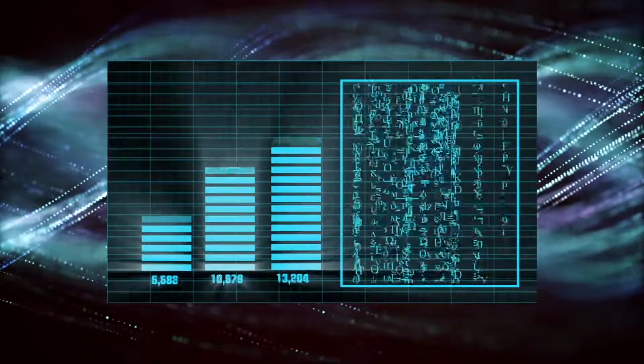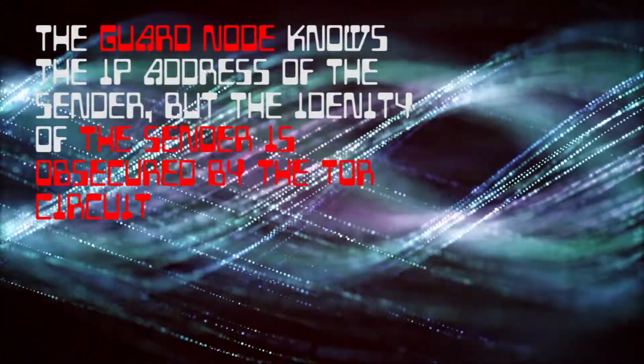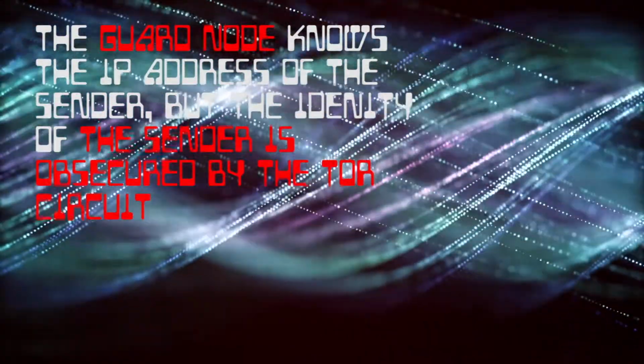To establish the circuit, the first thing I need to do is choose an onion router off the list I got from the directory server. That will be my entry or guard node. It's the only element of the network that knows my IP address, but doesn't know that I'm the source of the data, only that I'm a member of the circuit.